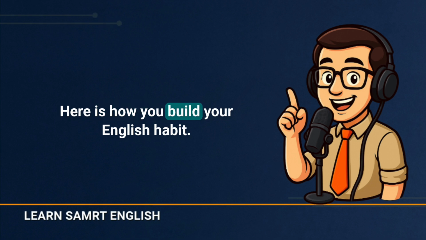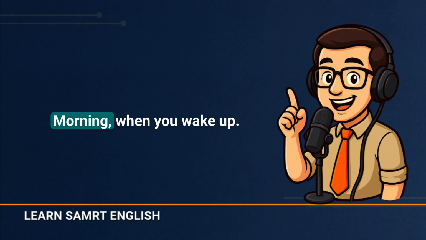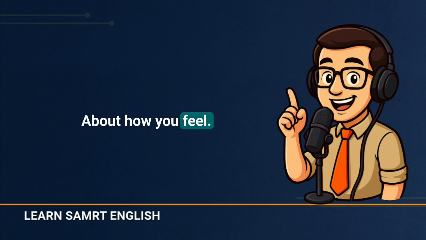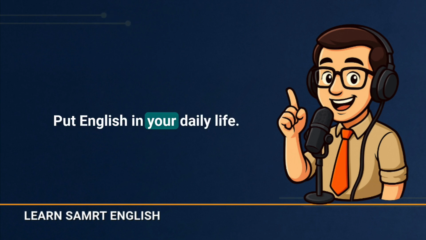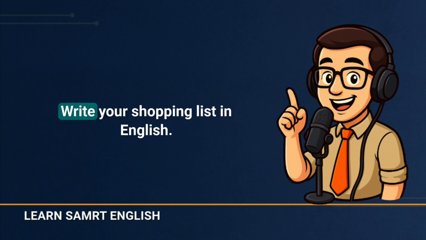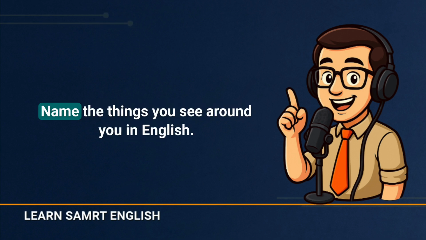Here is how you build your English habit. Morning, when you wake up, speak 5 English sentences out loud. About your morning, about how you feel, about what you will do today. During the day, put English in your daily life. Change your phone language to English. Write your shopping list in English. Name the things you see around you in English.